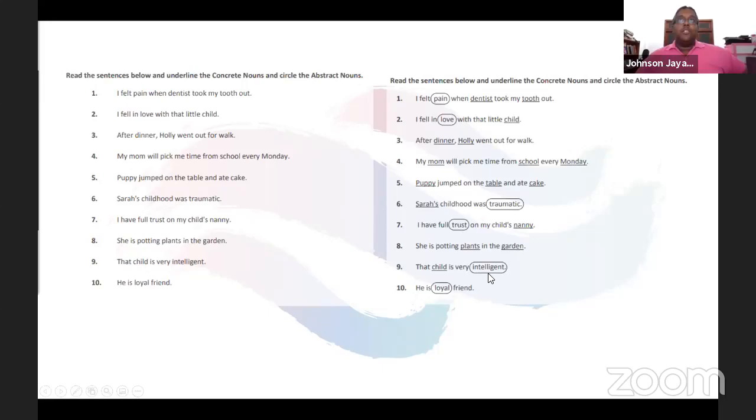Traumatic, trust, intelligent, loyal, these are all what you call abstract nouns, okay? And these are all the other underlined ones. So nanny, plants, garden, all these are concrete nouns, okay? Right? So I hope that clears up concrete and abstract nouns for you. Right, let's go to the next exercise for compound nouns.